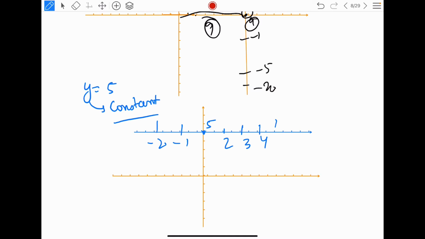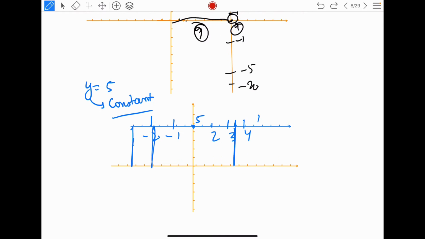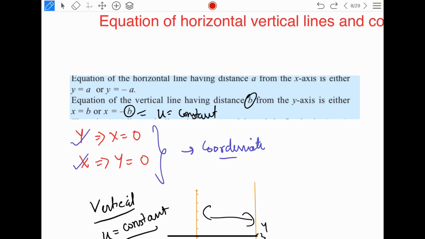Isn't it? So whenever I talk about a line in which y will always be a constant, that line will always be parallel to the x-axis. Parallel means equidistant also, the same distance. All the points on this line will have the same distance of 5 from the x-axis and it will be parallel to the x-axis. That means y will always be 5, y will always be a constant, but x will keep on changing. Then this line will be called a horizontal line. So what is the equation of a horizontal line? The equation of a horizontal line having distance a from the x-axis is either y equal to a or y equal to minus a.